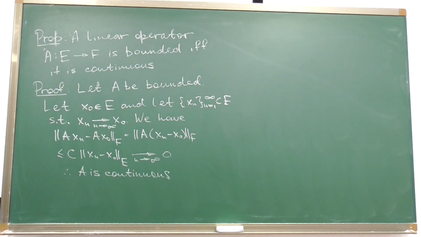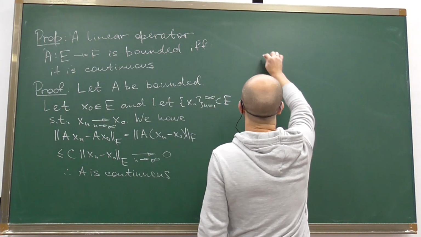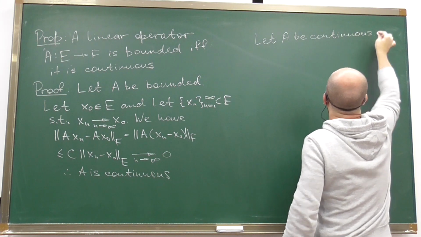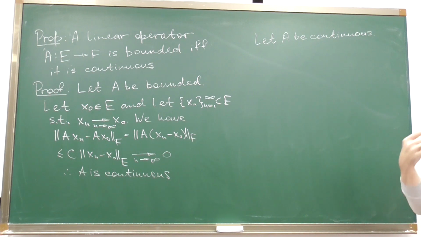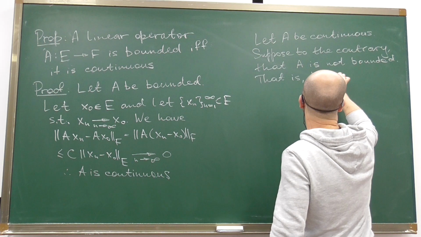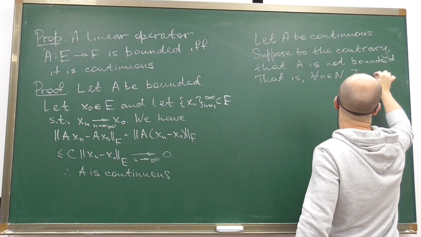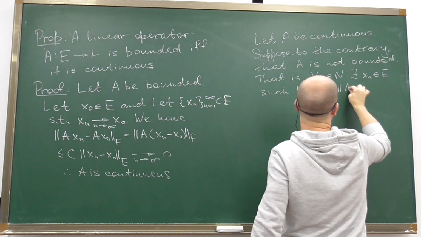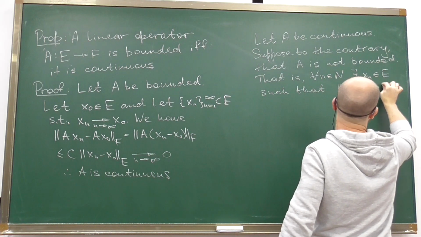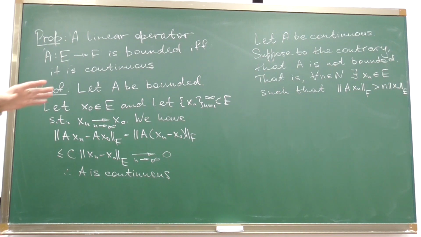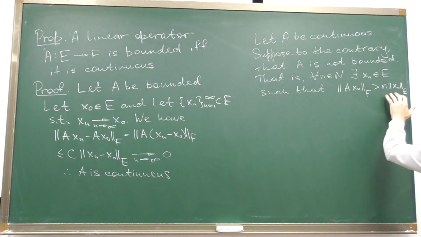Let's now prove the second part. Let A be continuous. And let us also suppose to the contrary that A is not bounded. That is, for every n from N, there exists xn from E such that the norm of A xn in F is greater than n times the norm of xn in E. Well, first of all, let us note that we can assume that xn are not zeros, because otherwise this is a trivial statement, more or less trivial.